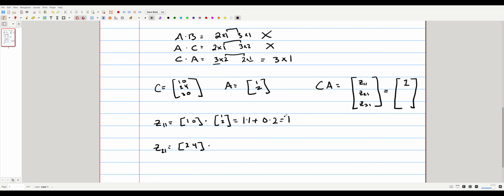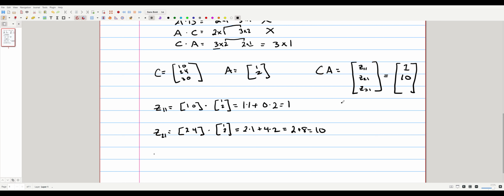Take the first column from the second matrix. Since A only has 1 column, it's always going to be the same. So we have 2 times 1 plus 4 times 2. And what is that going to look like? Well, it's 2 plus 8. And so the value is 10. So we're going to put 10 in the second index.